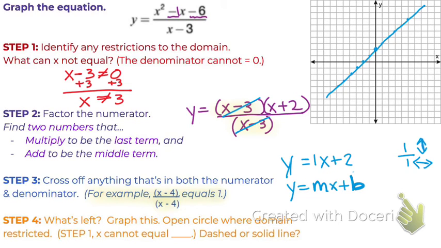But I need to identify my restriction. I need to put an open circle where the domain is restricted. Remember, x cannot equal 3. So here x equals 3. So at x equals 3, there's not going to be an answer. So right there on the graph, at x equals 3, I'm going to have an open dot. The rest of the line is there, but right there at x equals 3, I'll have an open circle. There's no value for y when x is 3. And so that would be my graph.